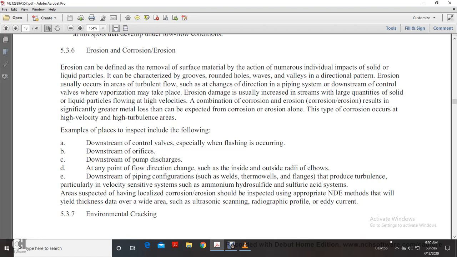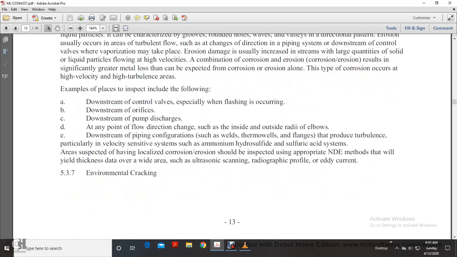Areas suspected of having localized erosion should be inspected using non-destructive examination methods that will yield thickness data over wide areas, such as ultrasonic scanning, radiographic profile, or eddy current.